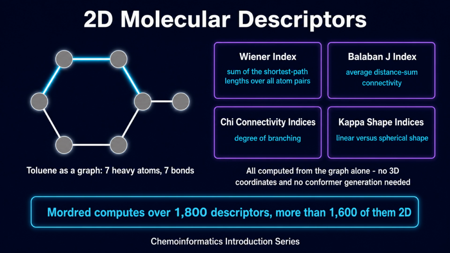Kappa shape indices describe molecular shape in terms of linear versus spherical geometry. The beauty of 2D descriptors is they're fast to compute and don't require conformer generation. The Mordred library can calculate over 1,800 descriptors in one pass, more than 1,600 of which are two-dimensional, giving you a comprehensive numerical portrait of the molecule.